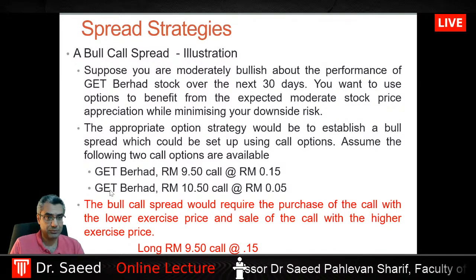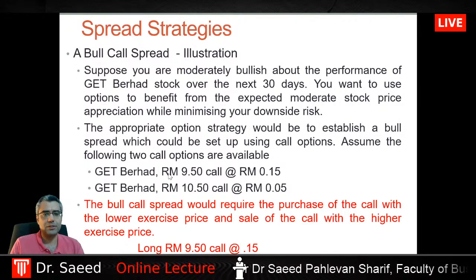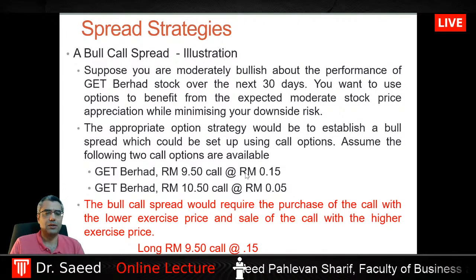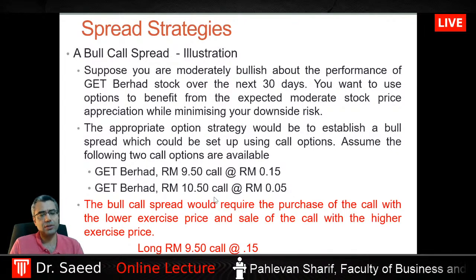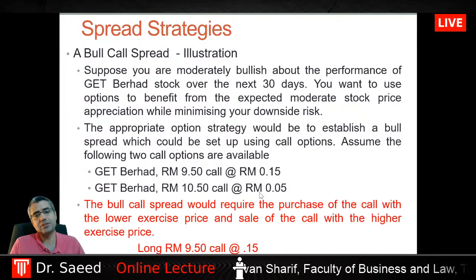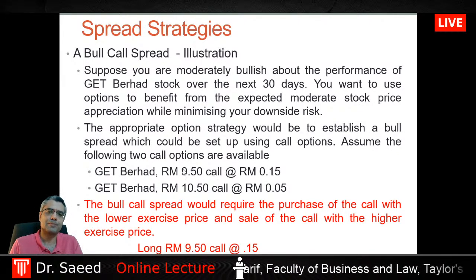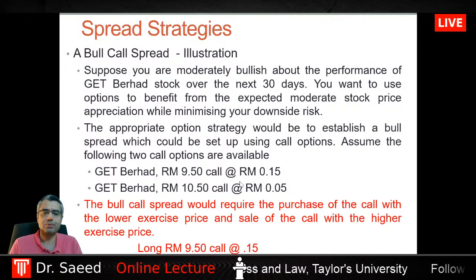They are both on the same underlying asset, of course, GT Berhad. A 9.5 ringgit call at 15 cent is one call, and the other call is listed at 10.5 ringgit call at 5 cent. What does it mean? This means that the strike price or exercise price of the first call is 9.5 ringgit. The exercise price or strike price of the second call is 10.5 ringgit. And the premium means the price of the first call is 15 cents, the price of the second call is 5 cents.